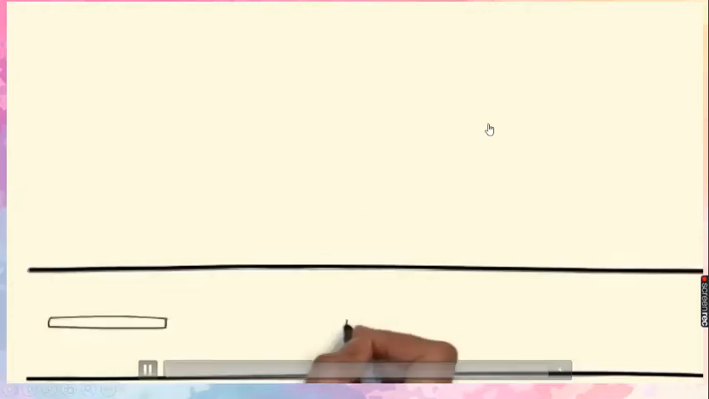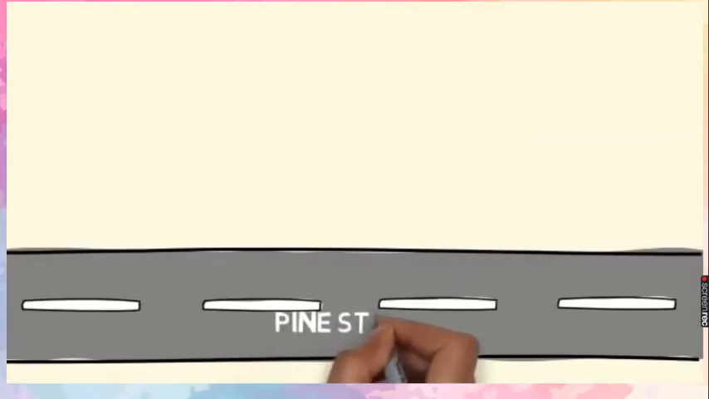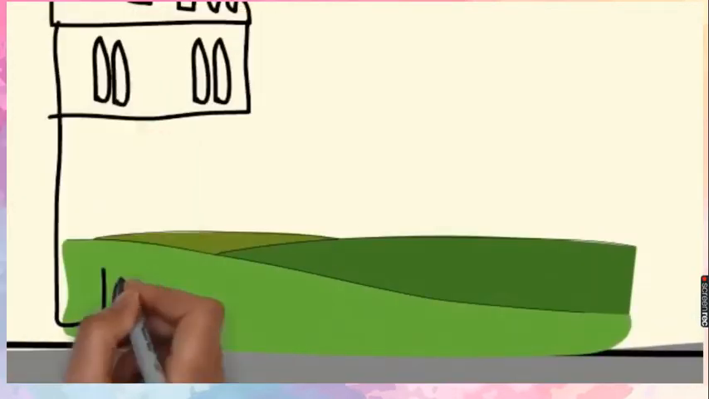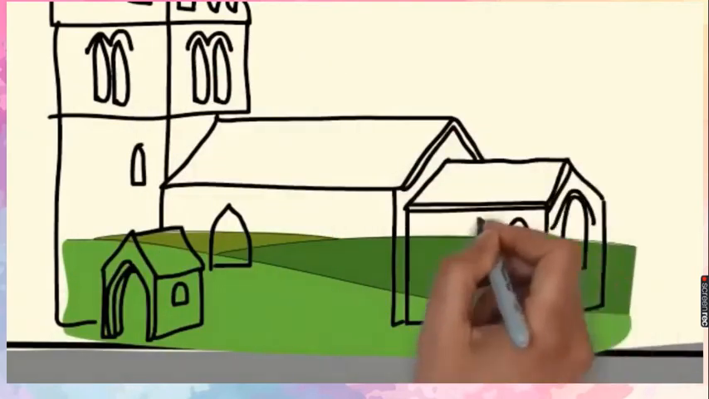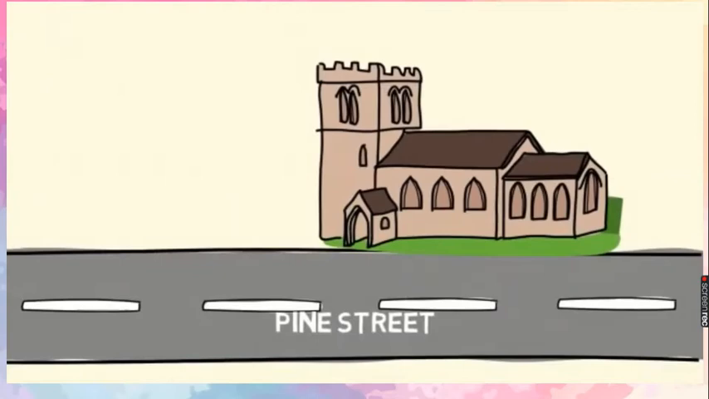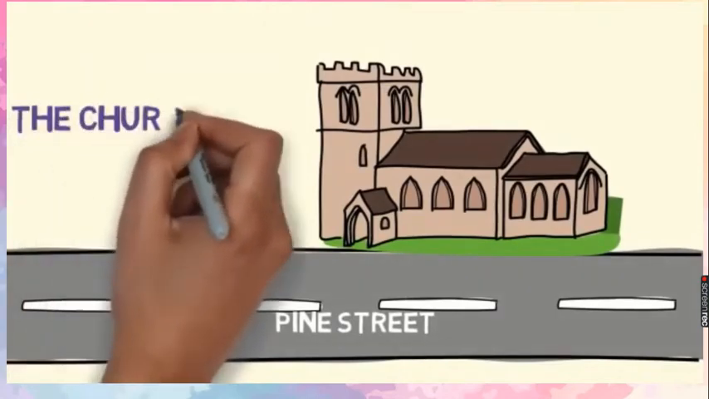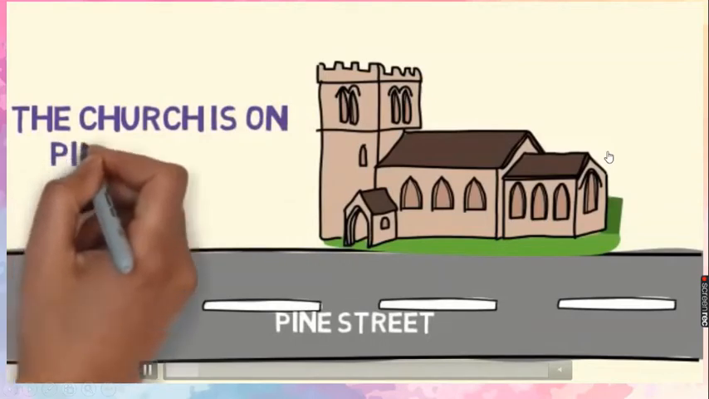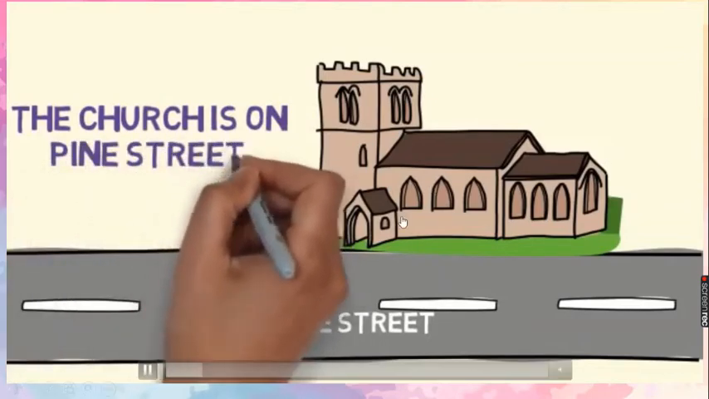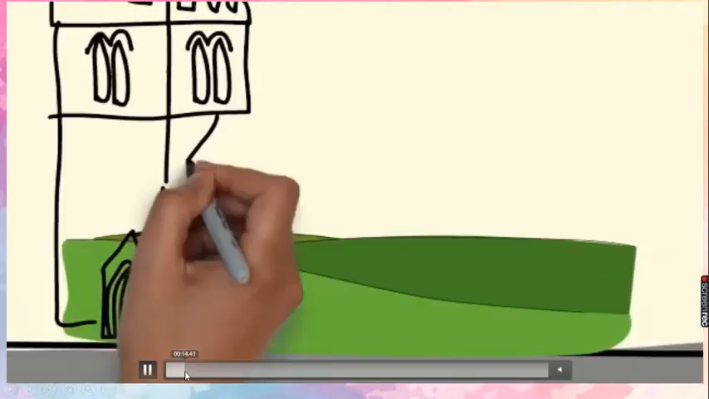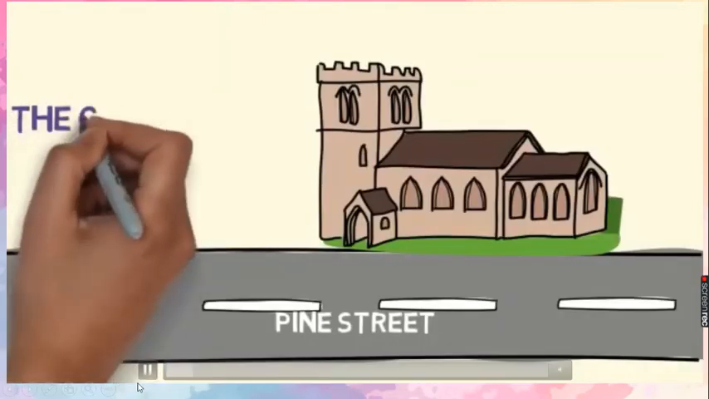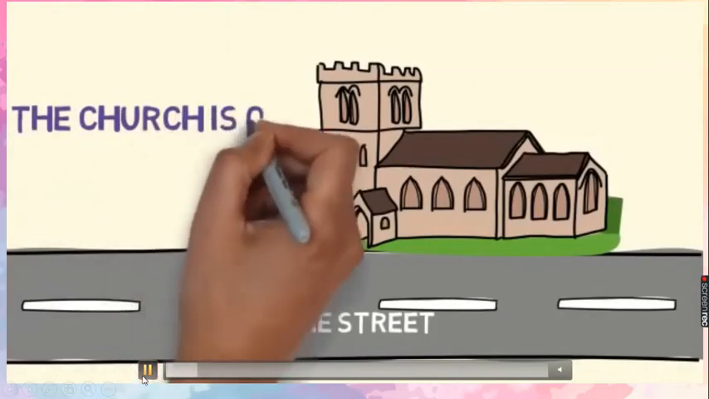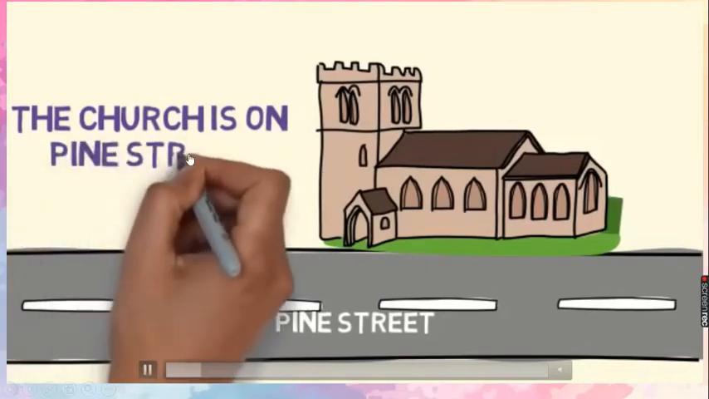And here. What's this one? Oh, right? It's a street or a road. It's called Pine Street. What do you think this is? This is Pine Street. This is the church. This kind of building is called a church. And we can say, oh, I'm sorry, I wanted to pause that. The church is on Pine Street.